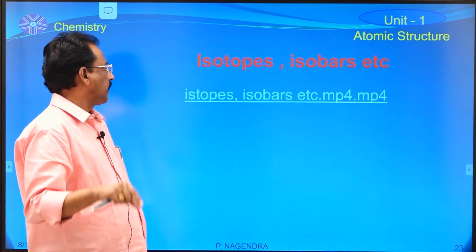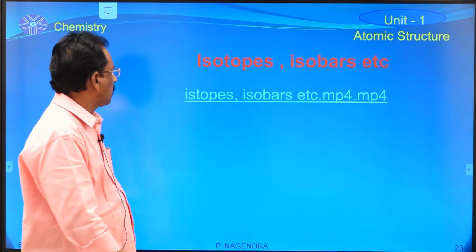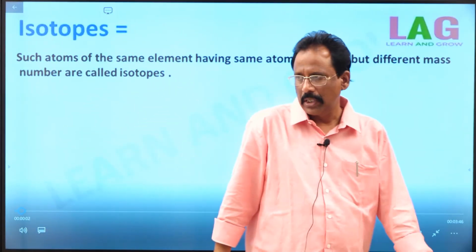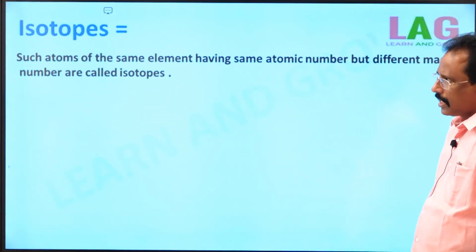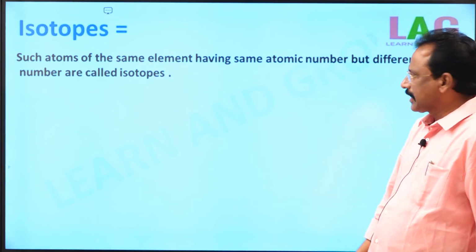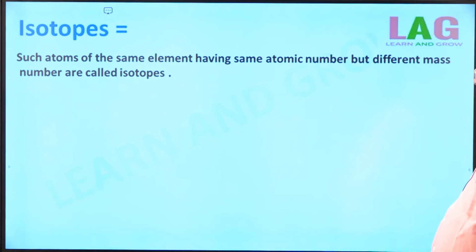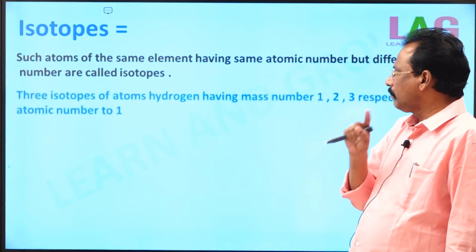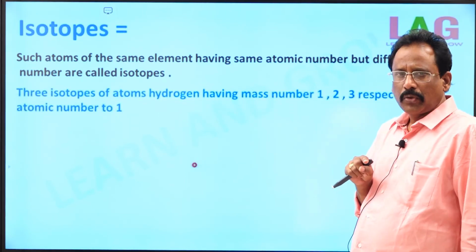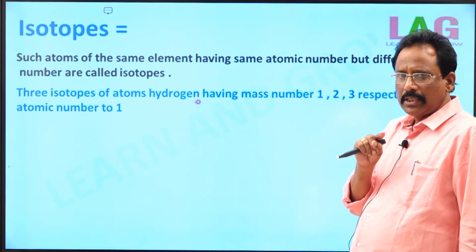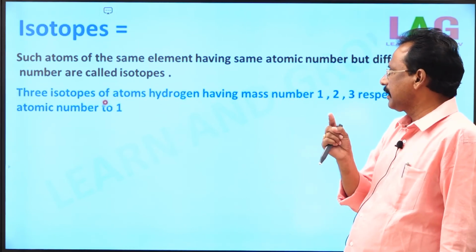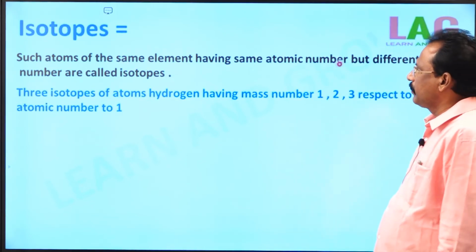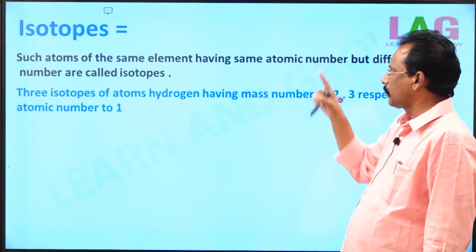Based on these 3 points, the next one is, what are isotopes, isobars, isotones? What is meant by isoelectronic species? So the isotopes definition, isobars definition, isotones definition, and isoelectronic species meaning depend upon atomic number, mass number and number of neutrons. Now the first one is isotopes.